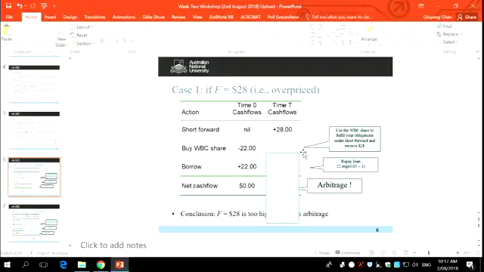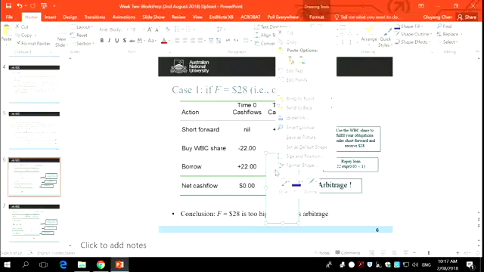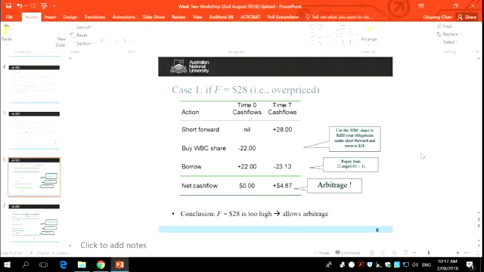Remember, we borrowed some money a year ago. Now is the time we need to repay that money. But we need to repay that money with a bit of interest. So we were told the riskless rate of interest is 5%, right? Continuously compounded. So $22 multiplied by exponential 0.05 multiplied by 1 year horizon gives rise to this $23.13.